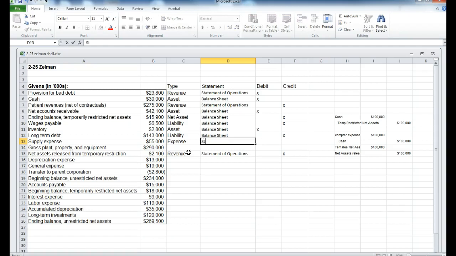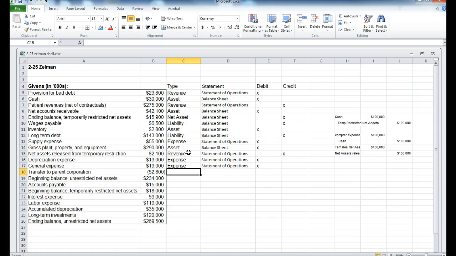And so that would be on the statement of operations, and an expense is a debit. PP&E, we should know, is an asset. It's on the balance sheet as a debit. Depreciation expense is an expense on the statement of operations, a debit. General expense, anytime you see expense, you should assume it's going to be on the statement of operations, a debit.